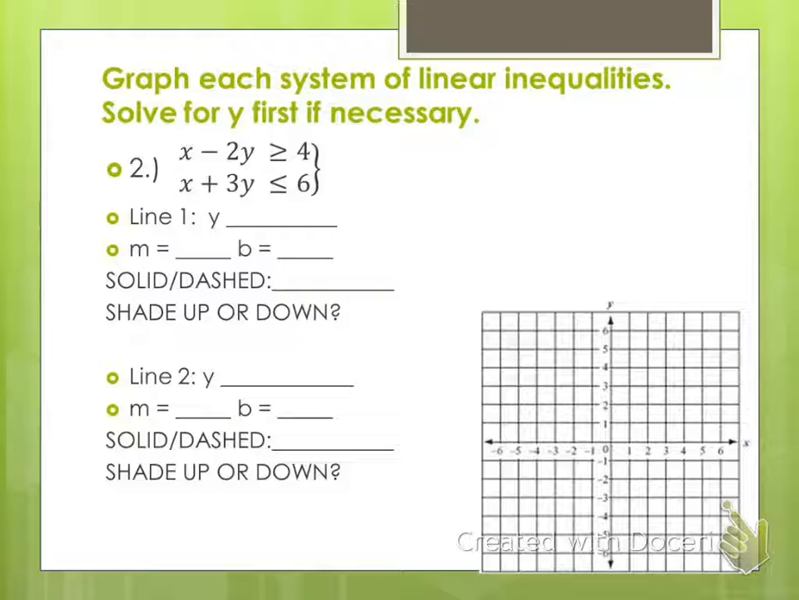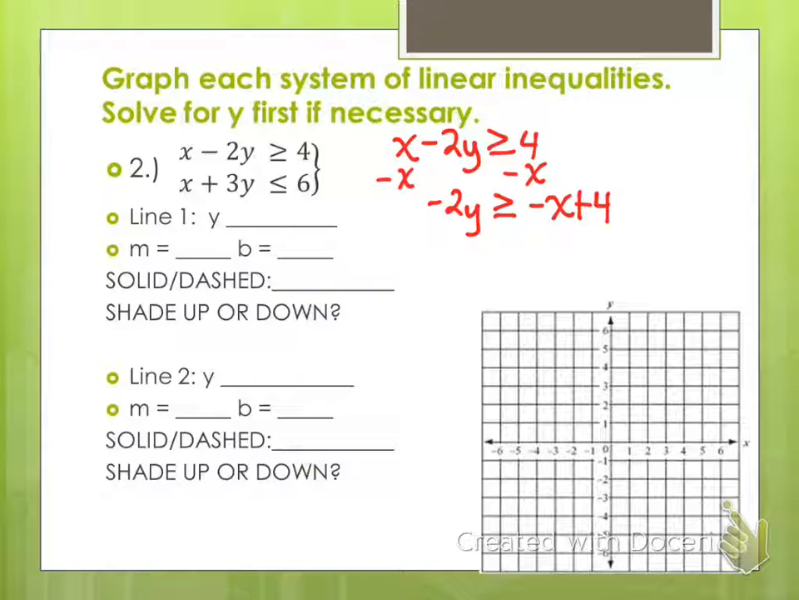All right, on example 2, once again, we need to get y alone on both of them before we are able to graph them. So for the first line, we've got x minus 2y is greater than or equal to 4. May, how would I get y by itself? Good. What would I do after that, May? Divide by -2 on each. Beautiful.